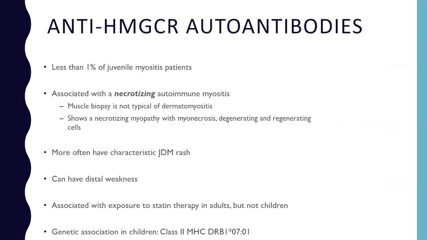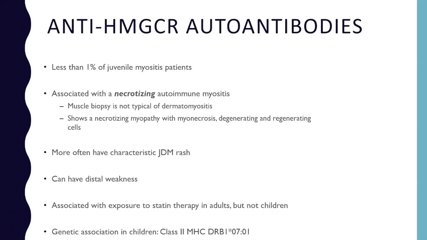Anti-HMGCR autoantibodies are the other type of autoantibodies seen with this necrotizing autoimmune myositis, and these are even more rare. Less than 1% of myositis patients have these autoantibodies. Again, the muscle biopsy shows that picture of the muscles dying, degenerating, and regenerating. It does not look like the classic dermatomyositis muscle biopsy. These patients actually can have rashes that we see in other juvenile dermatomyositis kids, and they can have distal weakness, not just proximal weakness, which is a little atypical.